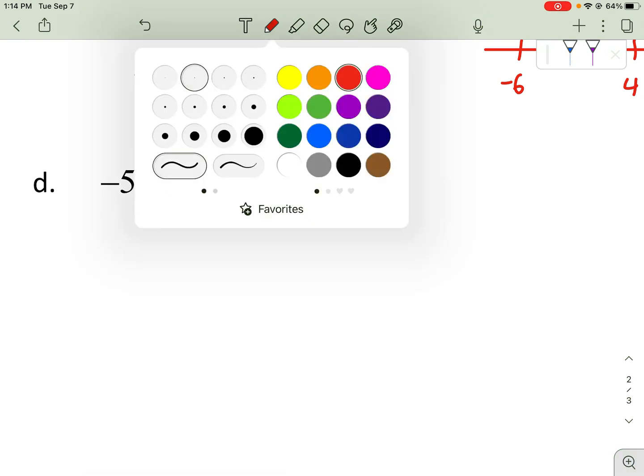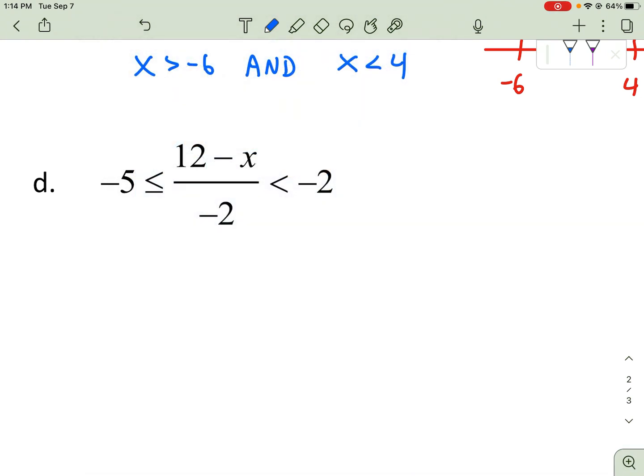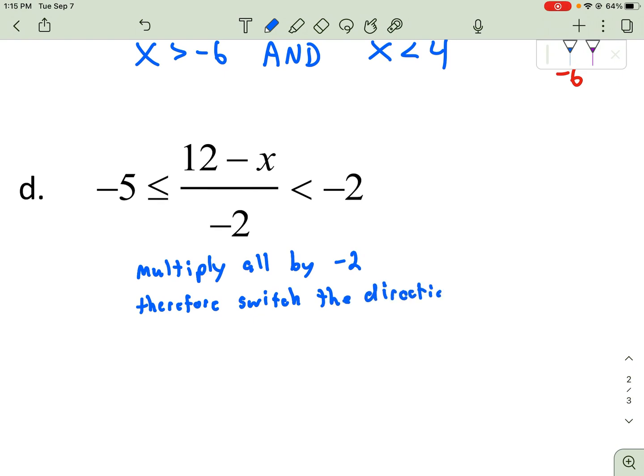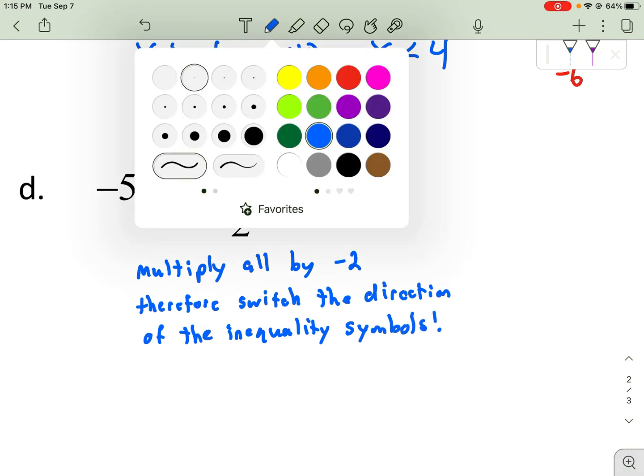And finally, D, we have, if you multiply, so here we got to multiply everything by -2. So we have to switch the inequality symbols. So I'm going to write that. It'll be easier to write it than show it, I think. Multiply all by -2. Therefore, switch the direction of the inequality symbols. And that's exciting, so I'm putting an exclamation mark afterwards.